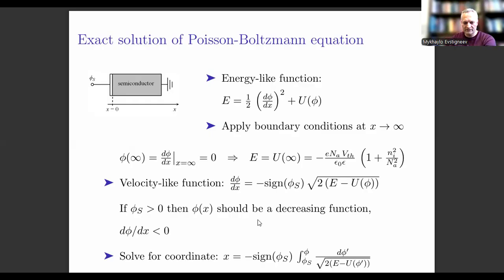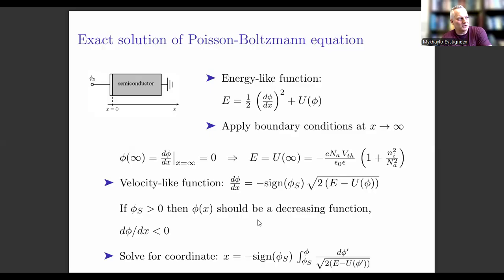Can I solve this differential equation for phi in terms of x? The answer is no, I cannot. But I can consider dx by d phi. I can invert the derivative, dx by d phi, which will be negative sign of phi of x divided by square root of 2 times c minus u of phi. And then I can solve for x in terms of phi.